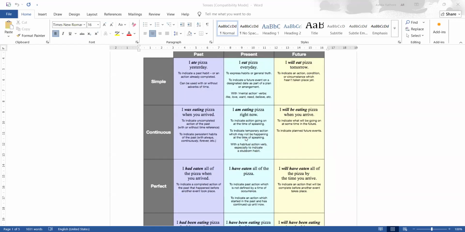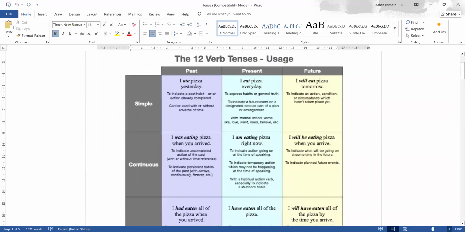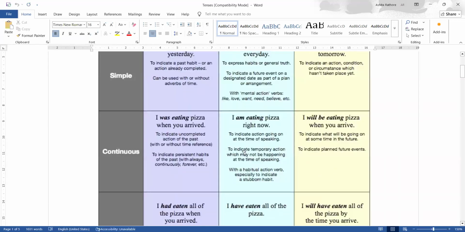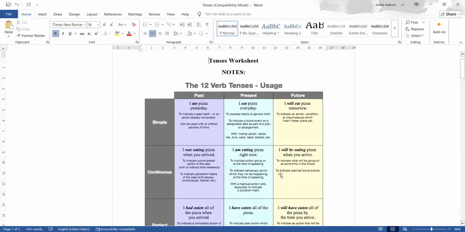A very important point here is written. I'll zoom in a bit. See, it's written to indicate temporary action which may not be happening at the time of speaking. Now, what does this mean? At times, you people will also find the present continuous tense being used to talk about something which is going to happen in the future. However, why are we using the present continuous tense? To indicate that probably the preparations for that particular event have already started.